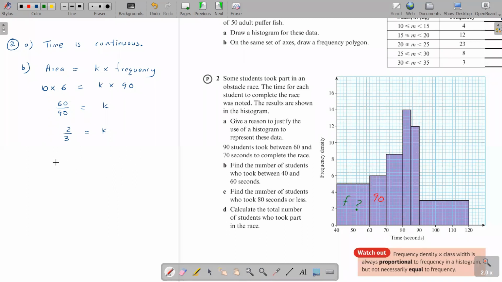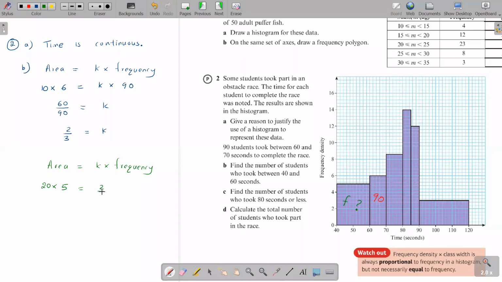So how do you do this? Again, you go area equals K into frequency. Area is length into breadth, which is 40 to 60, which means 20, into what's the height here? Is it 4.5? Check clearly again. It's 5, right? Between 4 and 6, it's exactly in the middle. So 20 into 5. Guys, I hope you can see this properly. It's a gap of 20, and here it's 5.